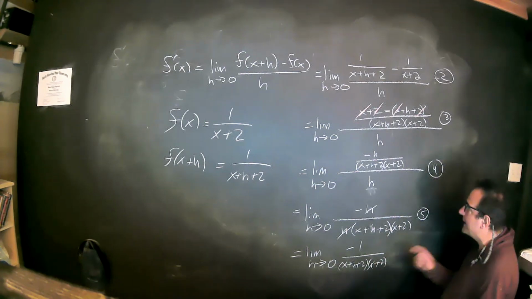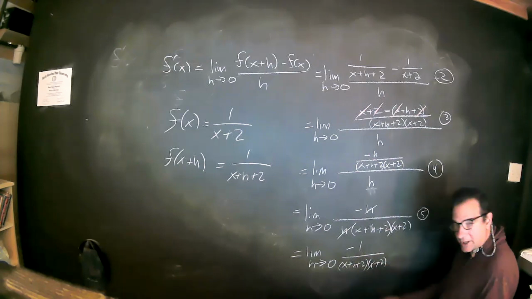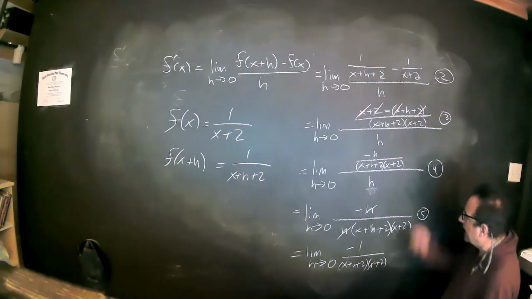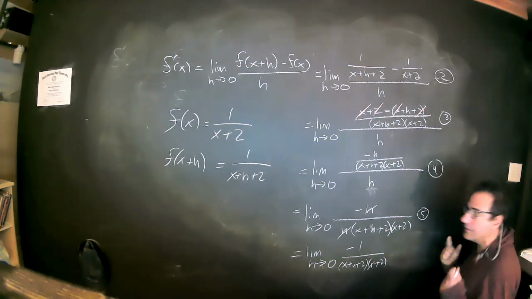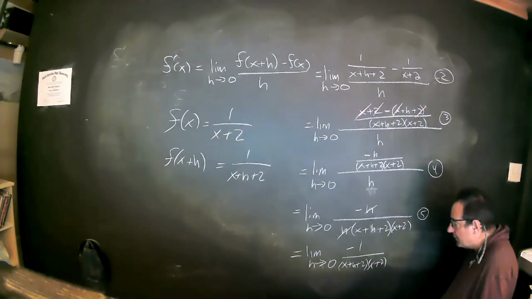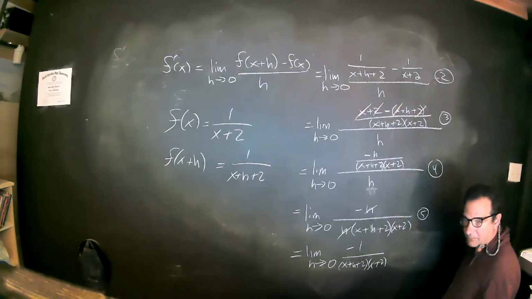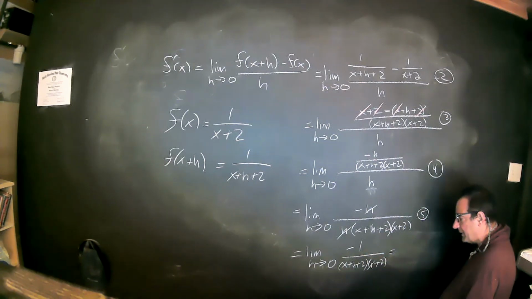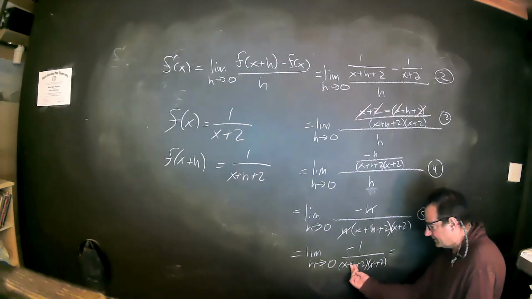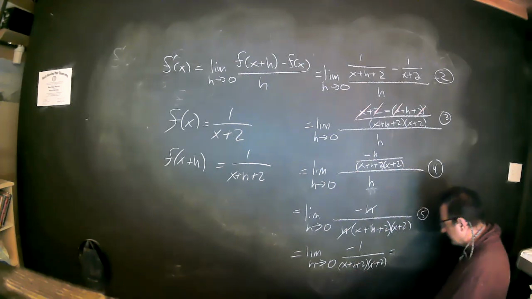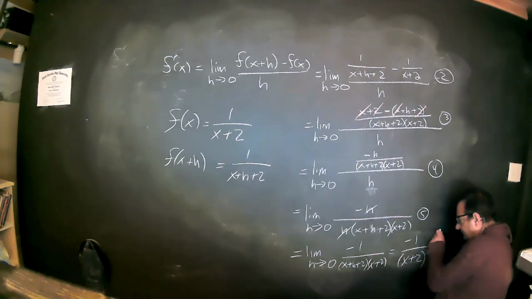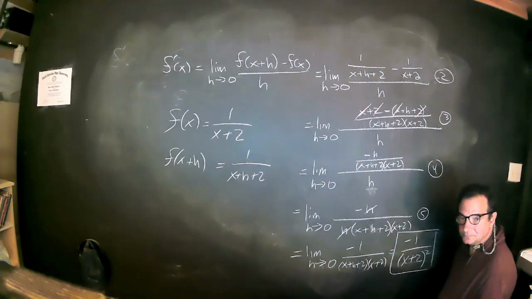At this point, we can now substitute h equals 0. You see, because we won't get 0 in the denominator. At each one of these steps before, we could not have substituted h equals 0 because we would have gotten 0 in the denominator, which would have resulted in an undefined expression. But now we can. So if I plug h equals 0 in here, we get x plus 2 times x plus 2, which is x plus 2 squared. So we get negative 1 over the quantity x plus 2 squared. And that's our derivative. Good.